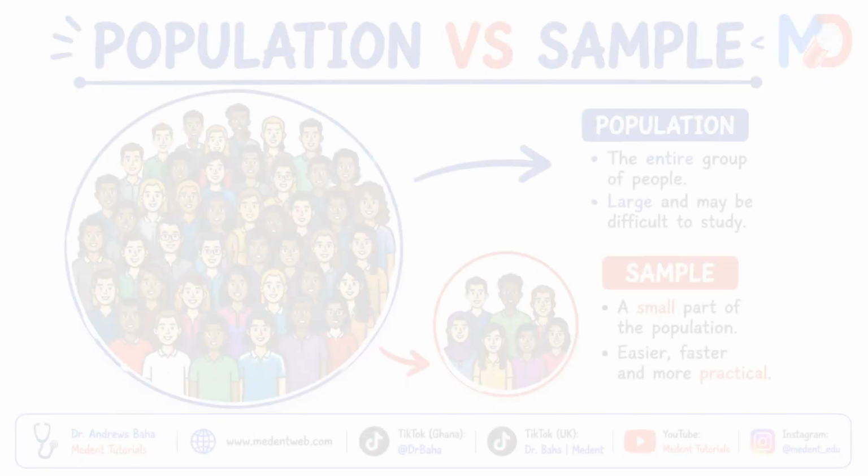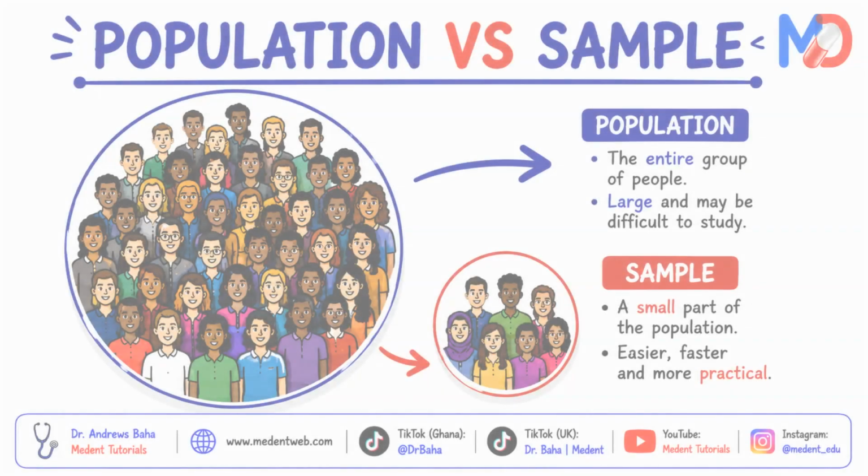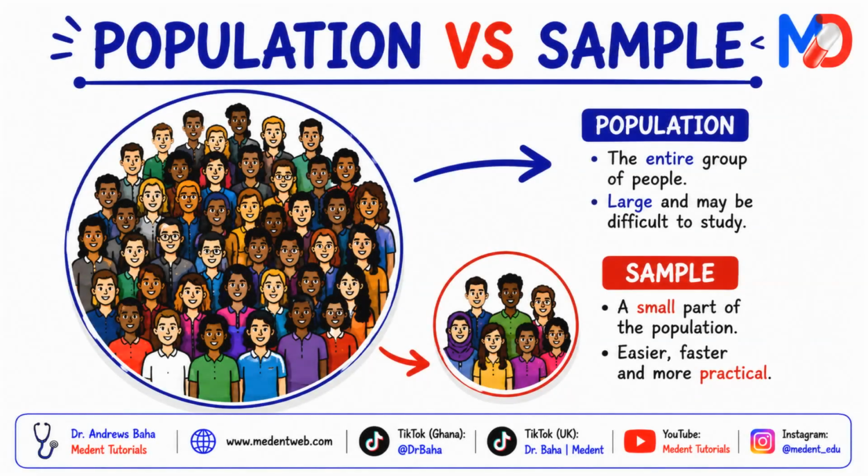Now, the population is the entire group we want to study. The sample, however, is the smaller group we actually collect data from. And we always hope that the sample represents the population. So, if the sample is chosen correctly, it can provide valuable information about the entire population.